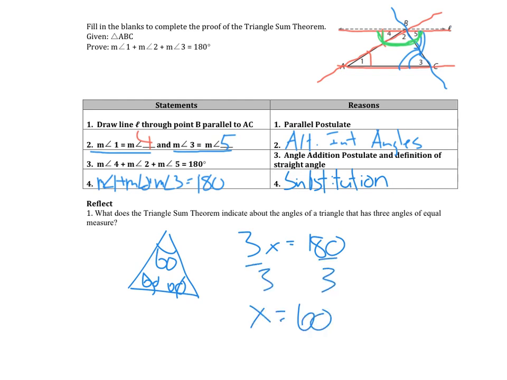Now, does anyone know what that triangle is called when you have all the angles that are the same? There are 2 names you could go with. First one, if you're just strictly talking about angles, is equiangular. But the better one you'd call it is equilateral.